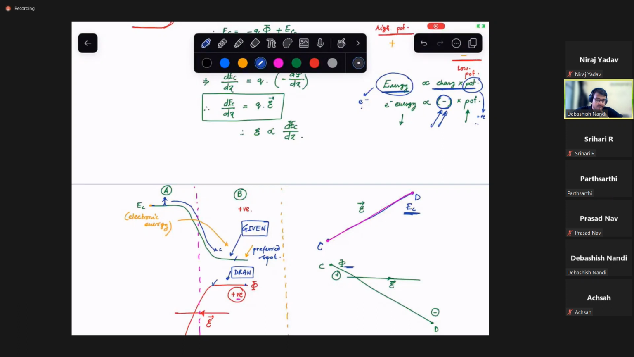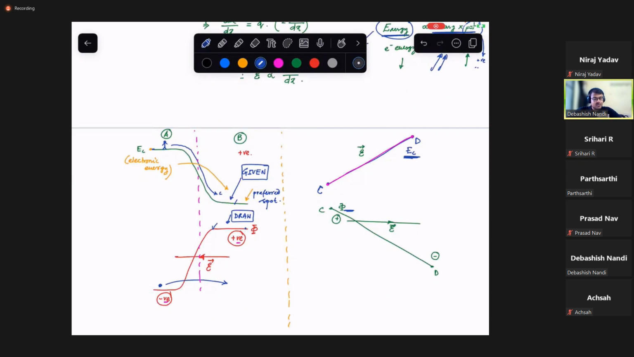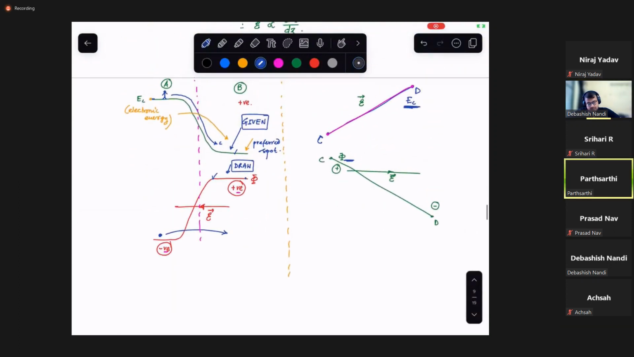So if I give you any energy band diagram, you can tell me in which direction the electric field is and how the potential profile will look. This was a very important concept. If you did not understand it, please revisit the recorded lecture again. Even if you do not get it, ask me in the next class and I'll explain it again. Okay?